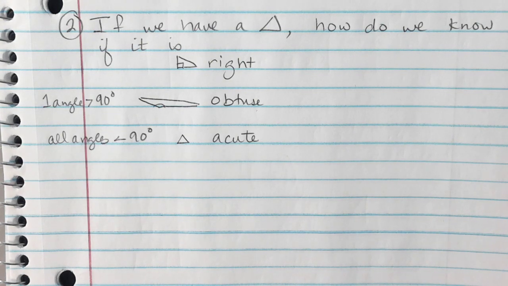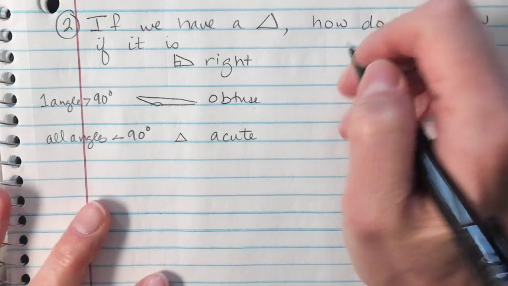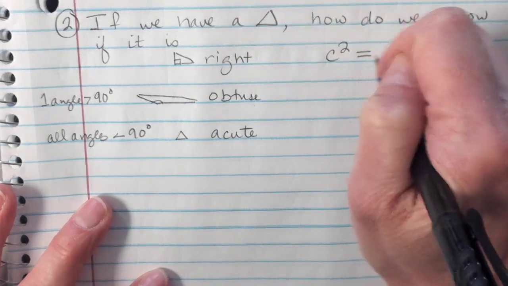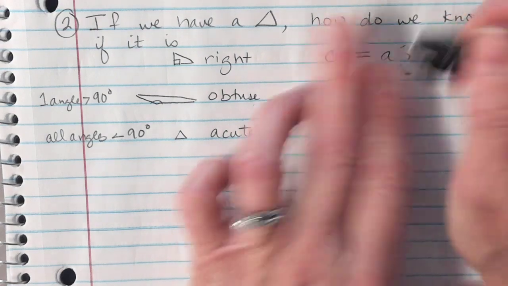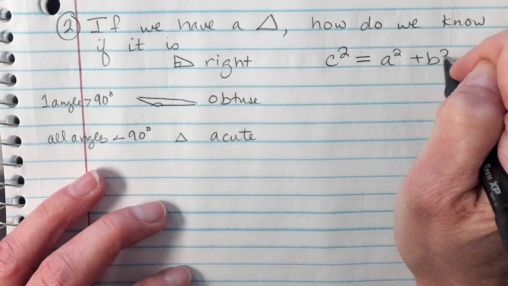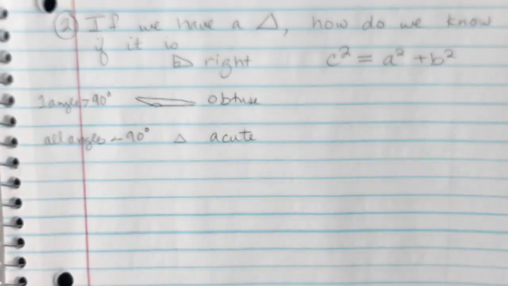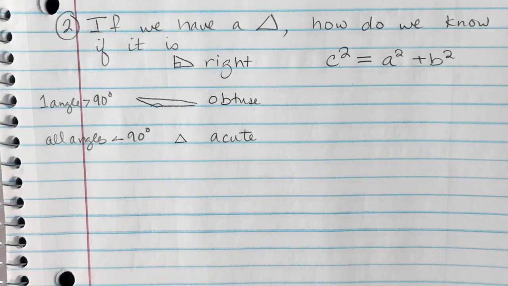Well, this actually comes from Pythagorean theorem. So off to the side, I'm going to help you guys figure out what types of triangles these are. If it's a right triangle, Pythagorean theorem works. If it's a right triangle, c squared is equal to a squared plus b squared. Guys, that's Pythagorean theorem. I just flipped it over, kind of read it backwards.